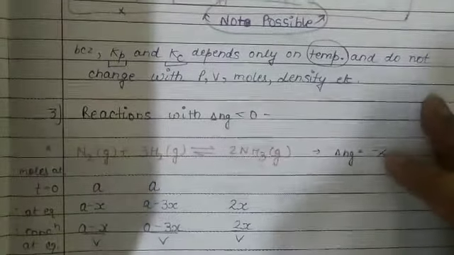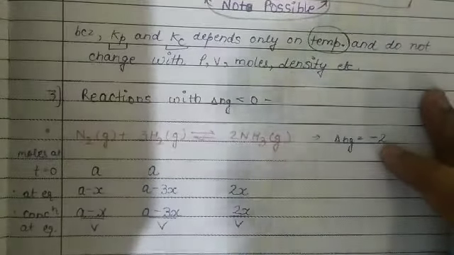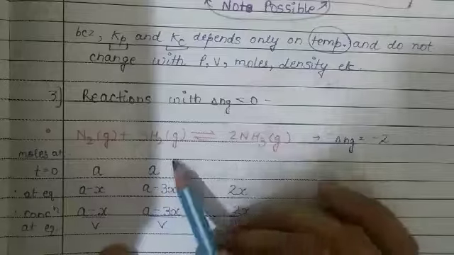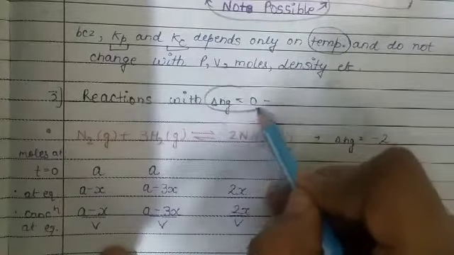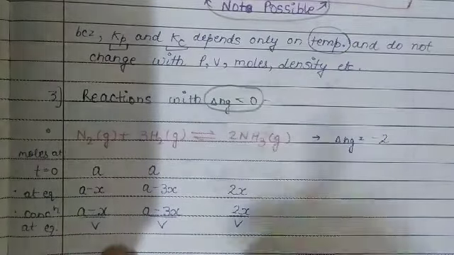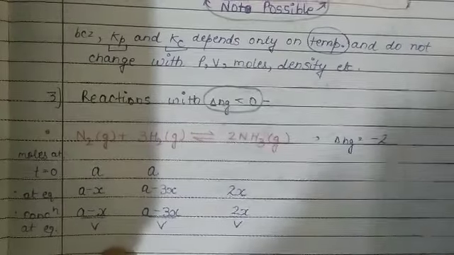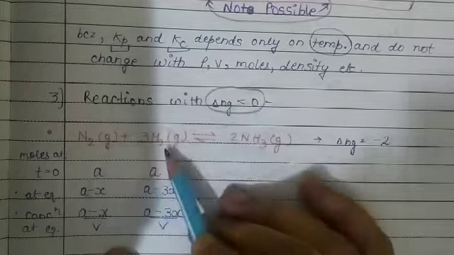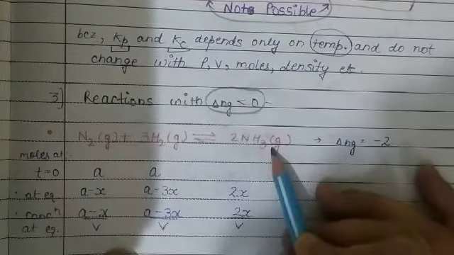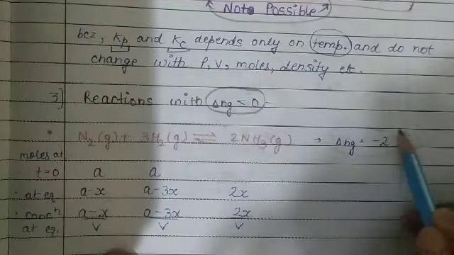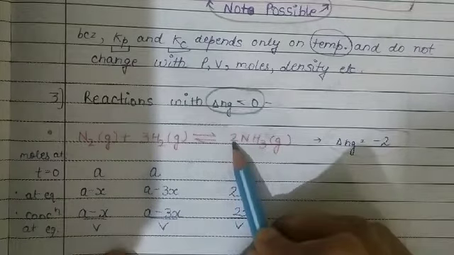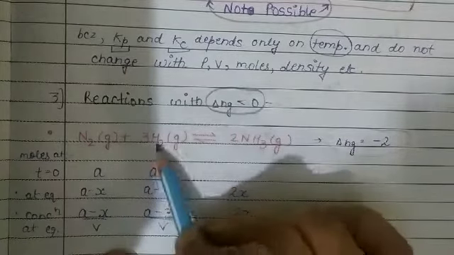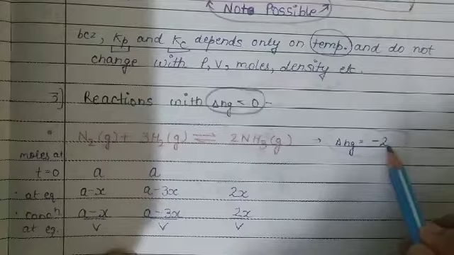The next reaction is one with the value of delta Ng less than 0. Basically the reaction is N2 plus 3H2 changes into 2NH3. The value of delta Ng for the reaction is minus 2, as the number of moles of product is 2 minus 4. So delta Ng is minus 2.